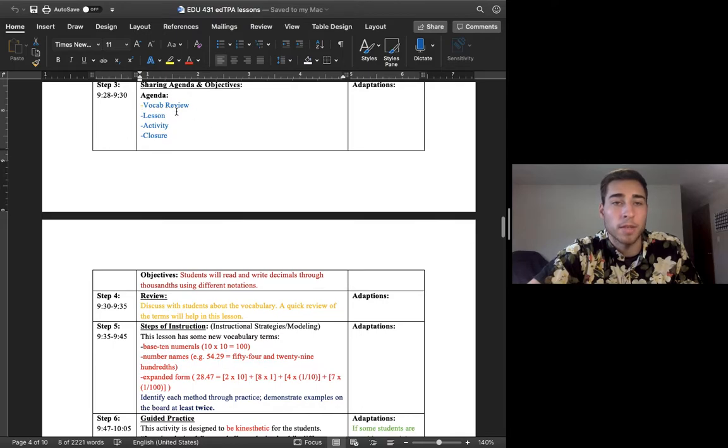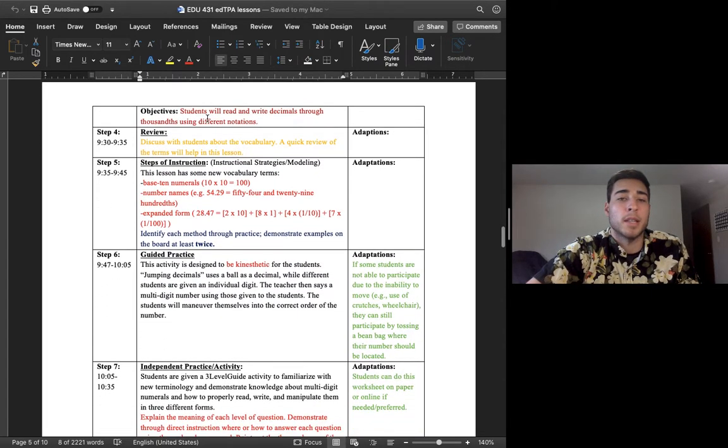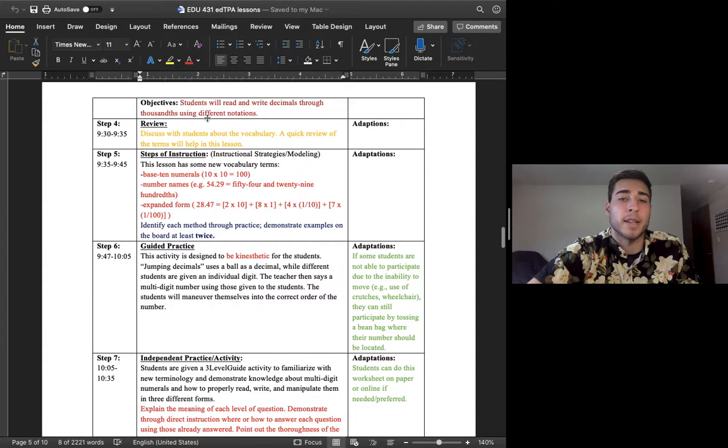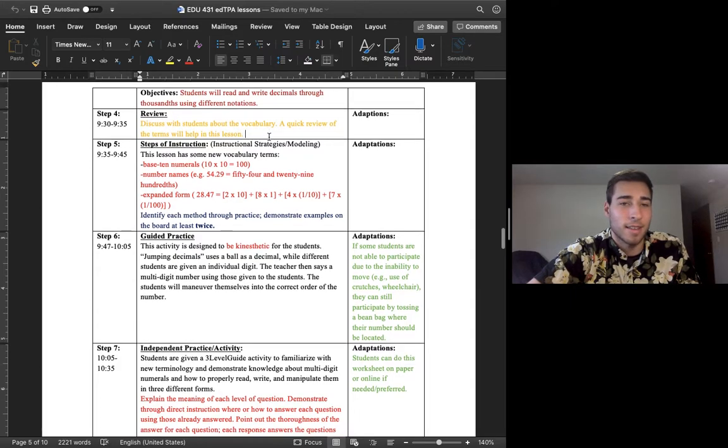Okay, so the agenda: vocabulary review, lesson, activity, and closure. The objective again, students will read and write decimals through the thousandth using different notations. I'm probably going to be struggling with that for a while too. I got to get used to that.